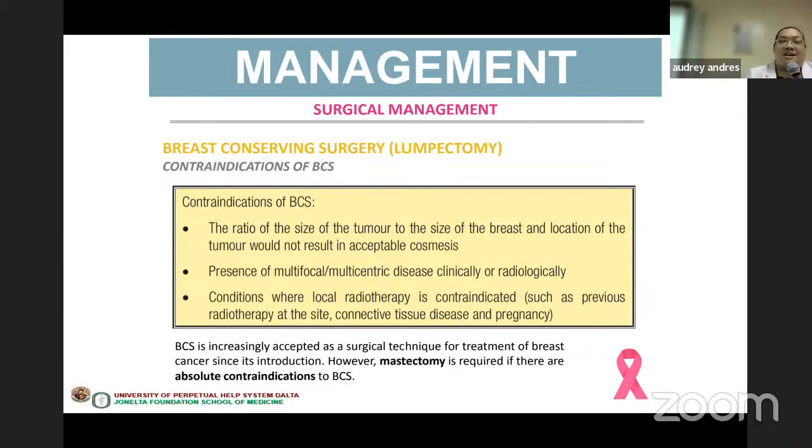So what are the contraindications? The ratio of the tumor size to the breast is larger, and it would not result in an acceptable breast. Sometimes you leave breast tissue but it's very small. If your cancer is multifocal or multicentric, you cannot do lumpectomy, or you cannot do local radiotherapy. So you cannot do breast conservation.